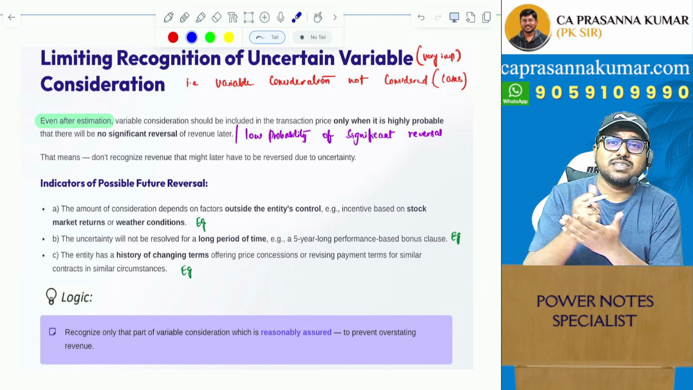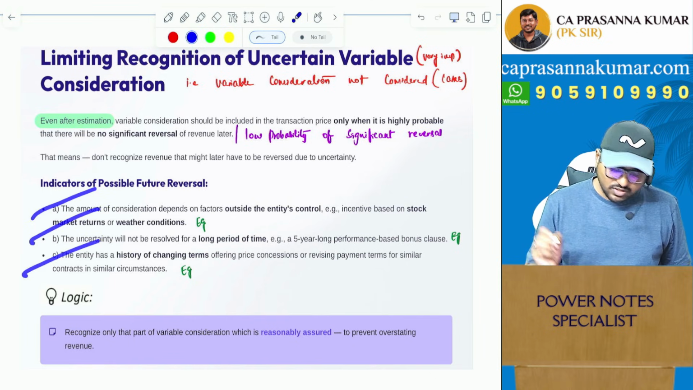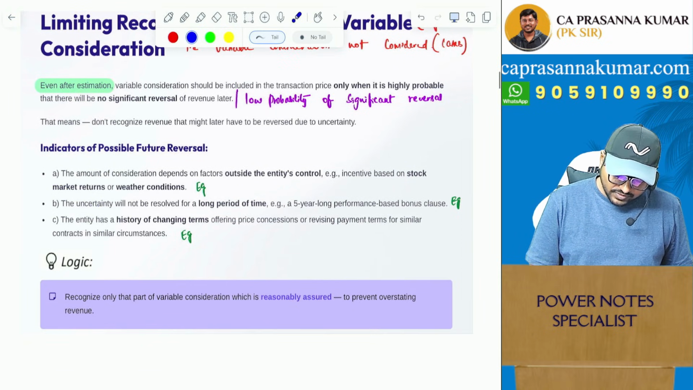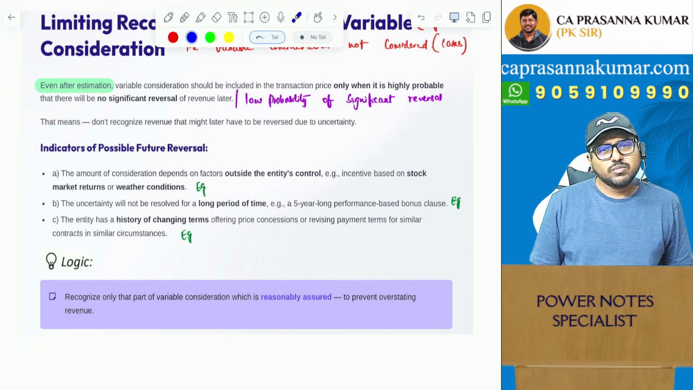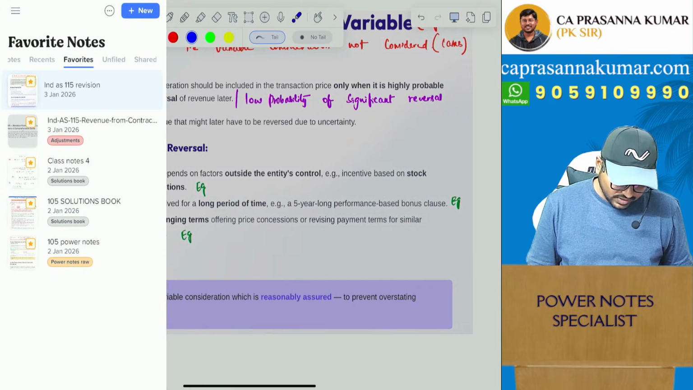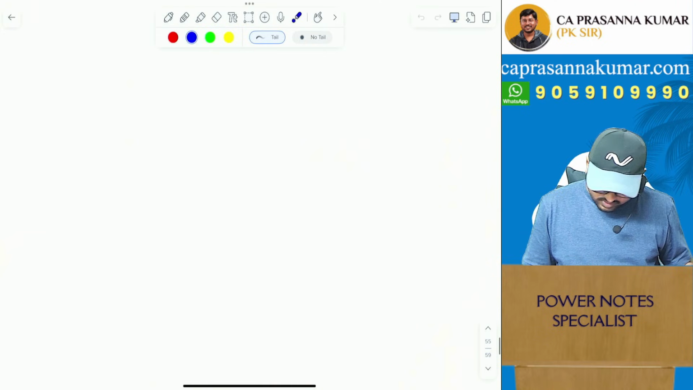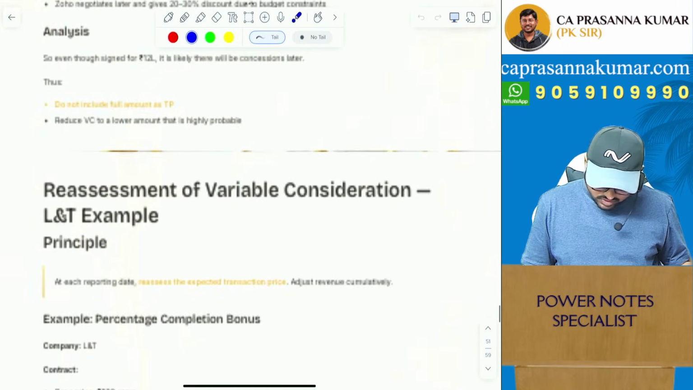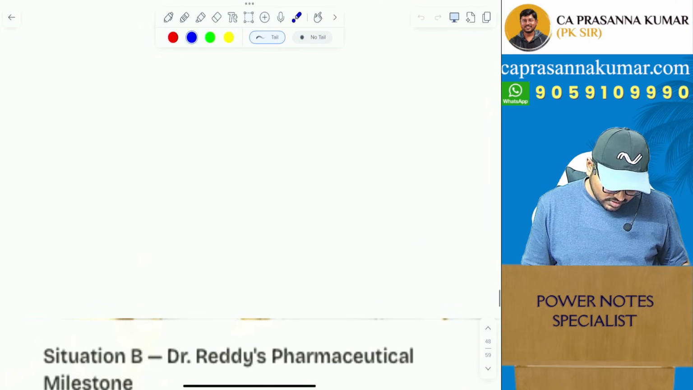First of all, in what scenarios will this happen? 3 cases are there. First, outside the entity's control. Sir, what do you mean by that, sir? I'll give you an example. For each scenario, I've got an example. So let's go with the example. Now, see here. That's why without examples, you'll not be able to understand anything in this particular Ind AS.